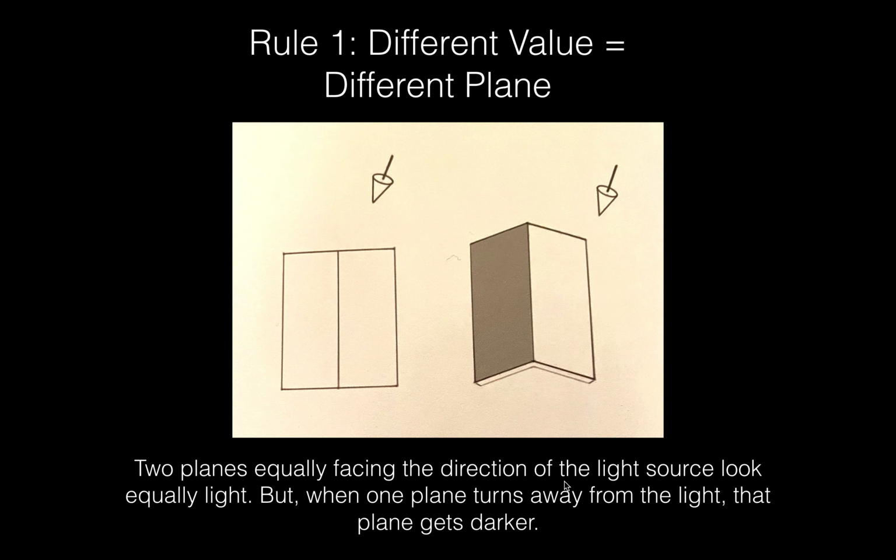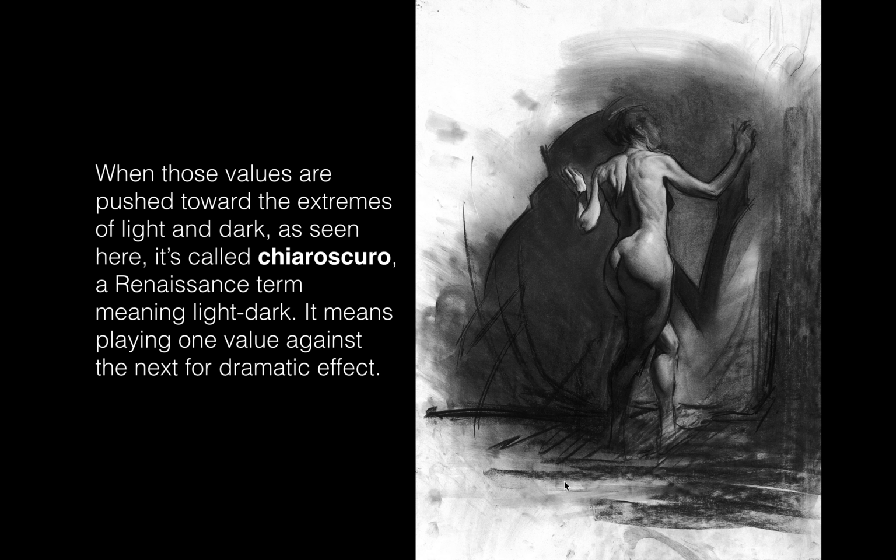So the first rule I want to talk about is that each different value equals a different plane. As you can see here, just really simply, these two planes that are equally facing the direction of the light source look equally light. But when one plane turns away from the light, that plane gets darker. Very simple, but when you think about it, it really tells a lot of the story about how we're going to see value structure within the model and then translate that to our drawings.